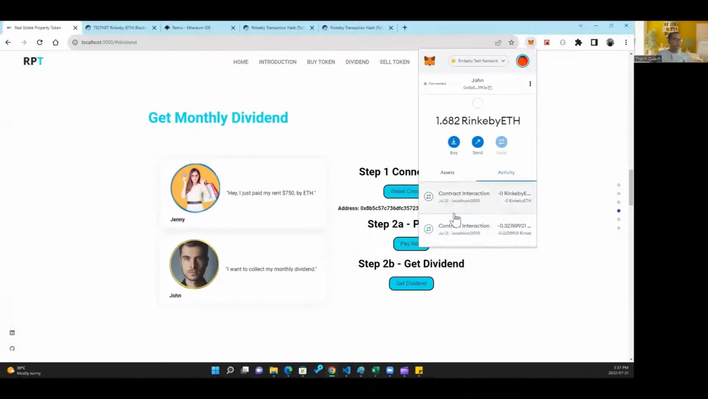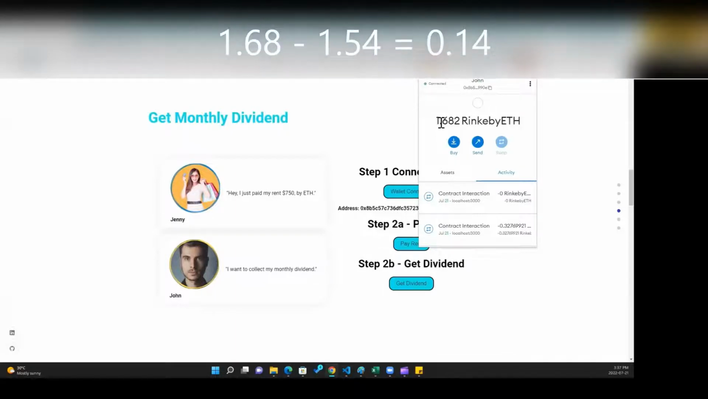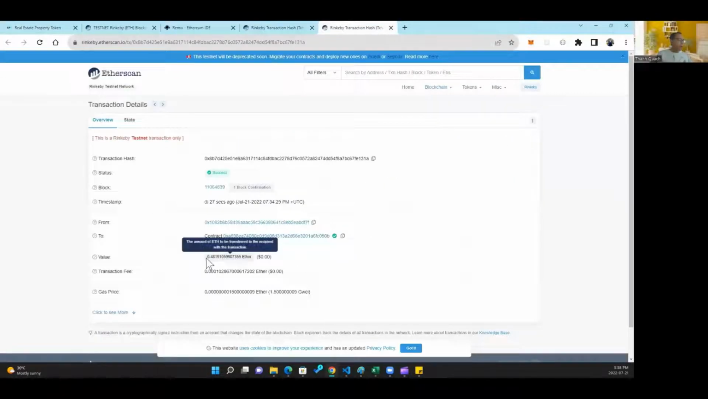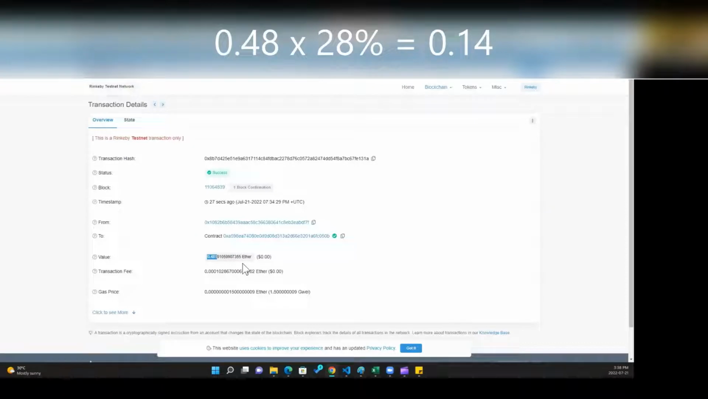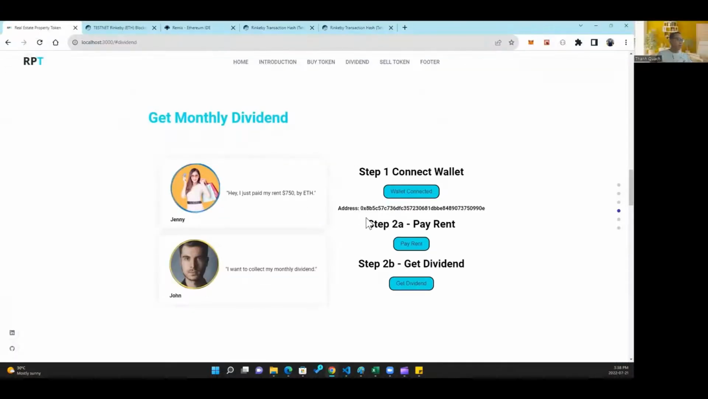Still pending. All right, so it has increased from 1.54 to 1.68, and that is equivalent to around 0.14 Ether. Jenny is paying around 0.48, so around 30% of it would be 0.16, and John is receiving around 0.14. So it makes sense. The math adds up. So this is the monthly dividends function. Let's get to the next function, which is sell token.